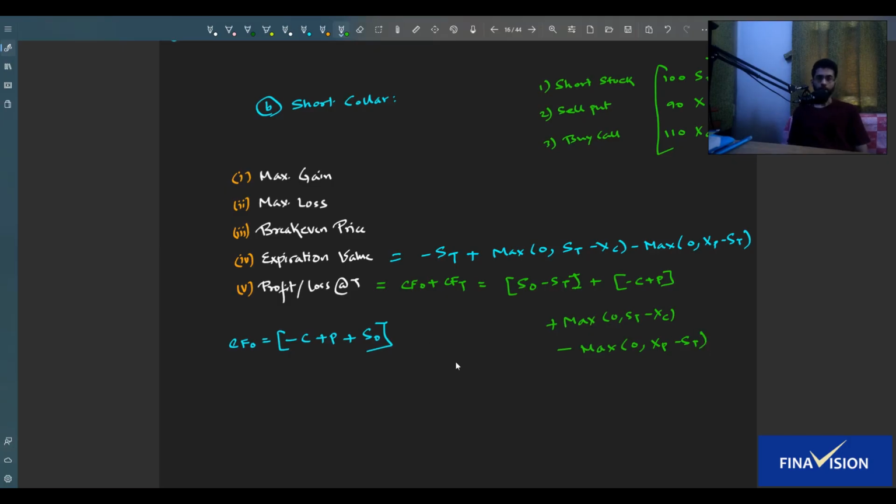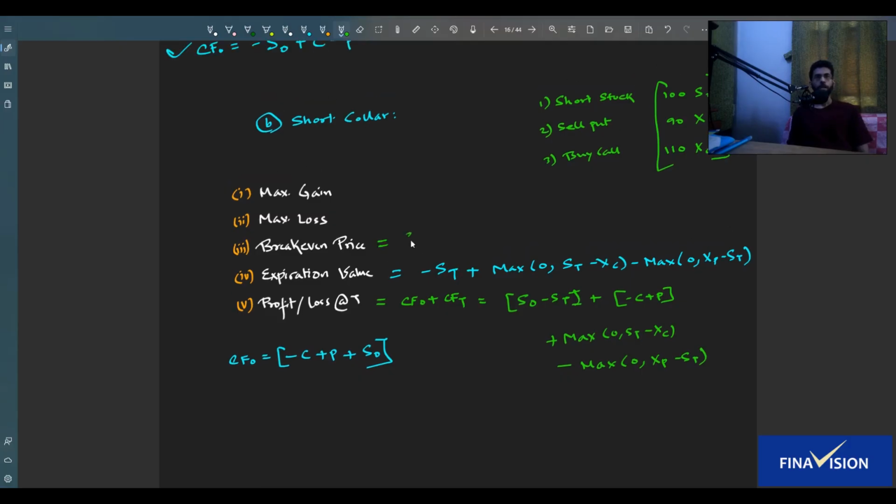Now what is the break-even price? Now friends, the break-even price is just that price which is equal to the initial cash flows, right? S0 minus the difference in premium.